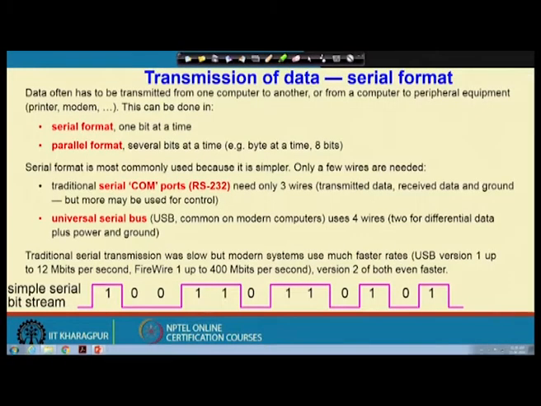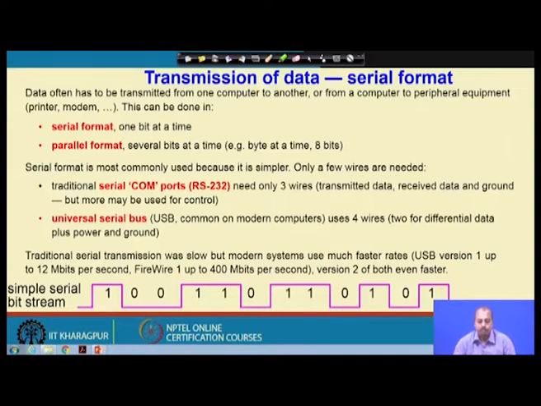This is simpler and only a few wires are needed. Traditionally, if you look into computers, they have the serial COM ports or RS-232 ports. They need only 3 wires: transmitted data, received data and ground. But some more controls are needed, which is not stated here, for doing the setups and all. Another serial communication is the Universal Serial Bus or USB standard, which uses 4 wires, 2 for differential data plus power and ground. So both of them are serial.